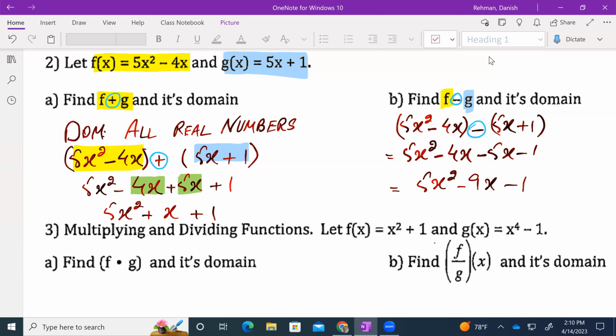This question is also already solved. What about the domain for the negative also? The domain will be all real numbers. Nothing changed in this case as well. Got it? Let me stop the recording here.